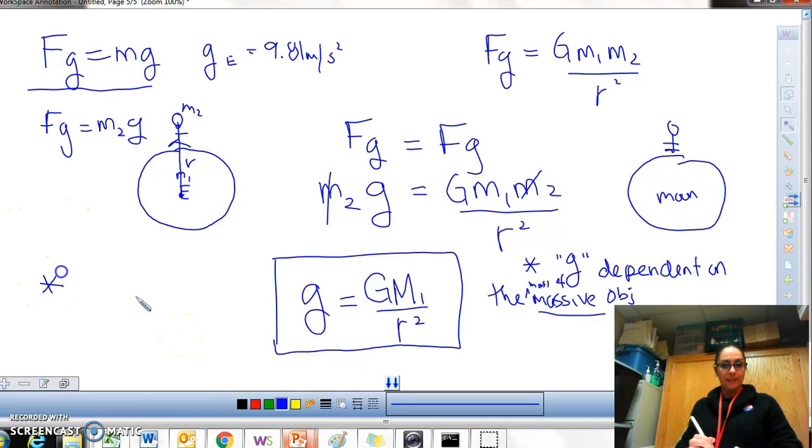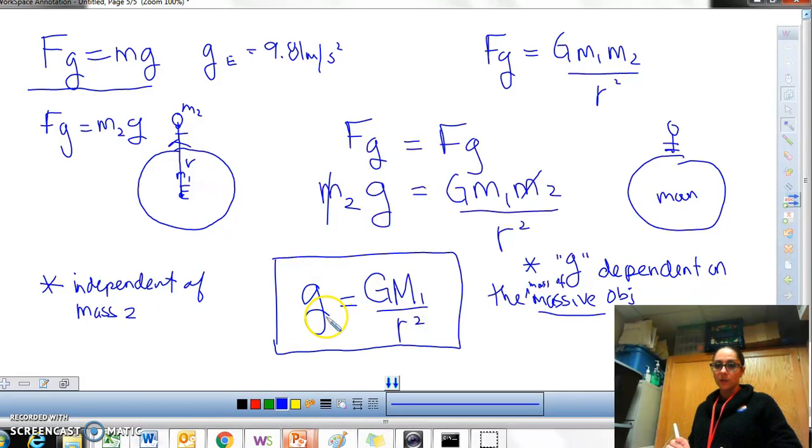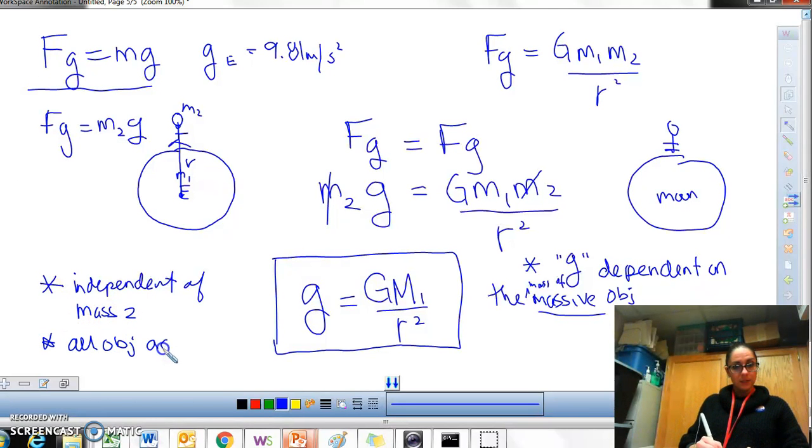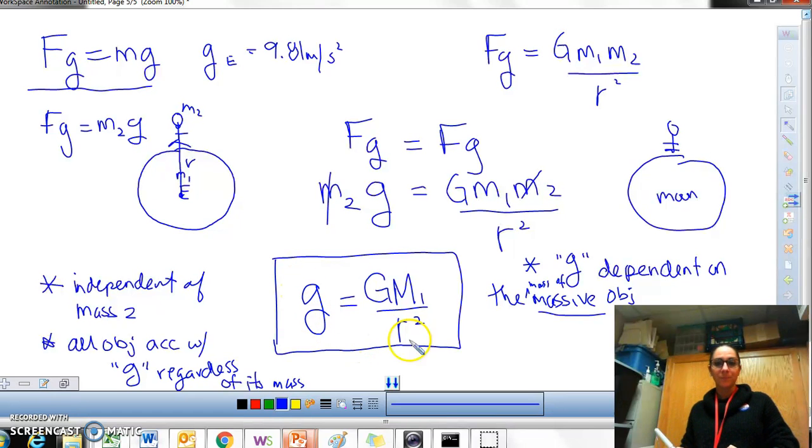Notice that it's independent of mass 2. So whatever's on the planet does not affect the gravitational acceleration, which hopefully should make sense. Another way to say it, all objects accelerate with g, regardless of mass. And here's the mathematical proof showing that: no m. So all objects have the same acceleration.